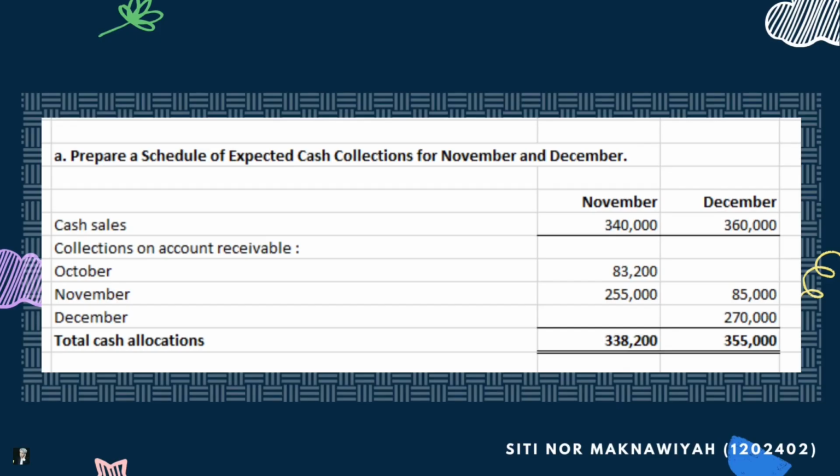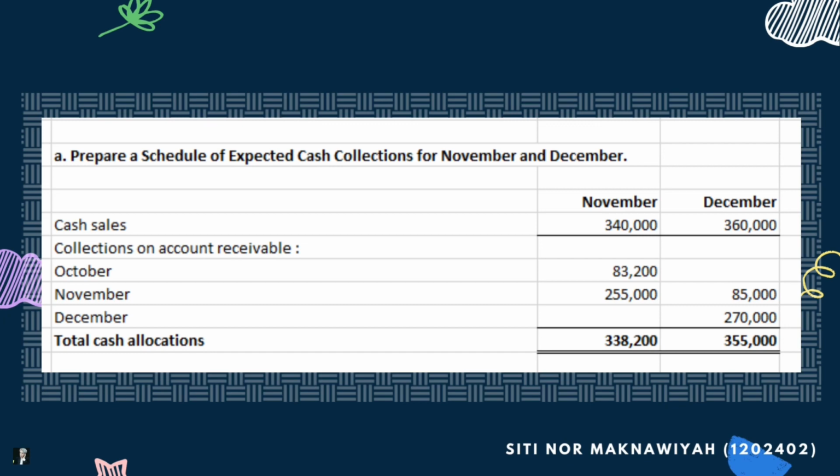Okay, so for question A, schedule of expected cash collection. First of all, cash sales: we can get the amount for November and December, both from the question. November is 340,000 ringgit, and December is 360,000 ringgit. Next, collection on accounts receivable for 3 months, which is October, November, and December. For October, the amount is 83,200 ringgit. We can get the amount from the question.